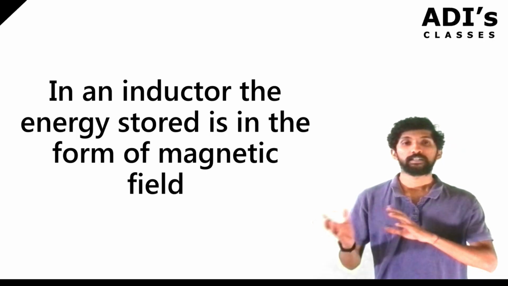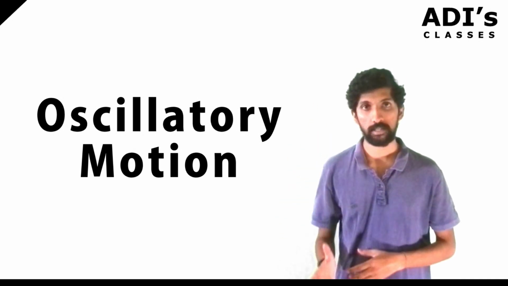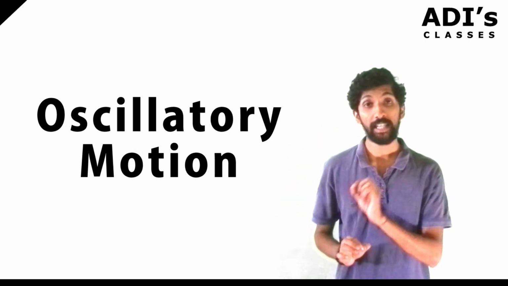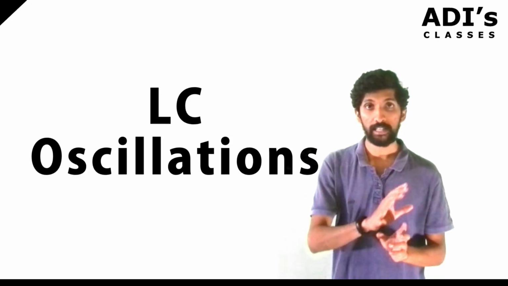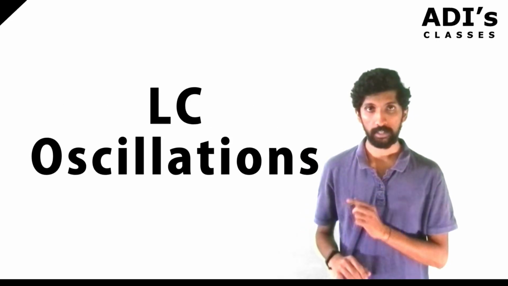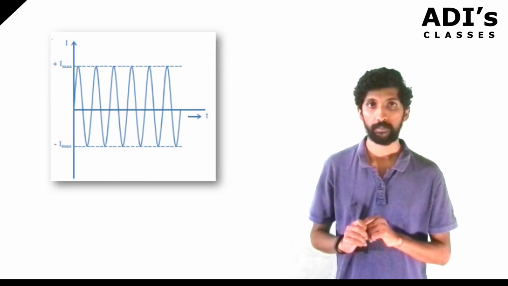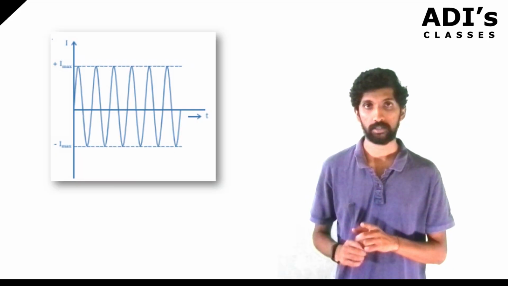So what's happening here? There is an oscillatory motion, correct? Like one is charging, one is discharging, one is charging, discharging. So what we have is LC oscillations. So this is what we call LC oscillation. Now if you look at the graph, this is how LC oscillation will look like. First charges, then discharges, charges and discharges.